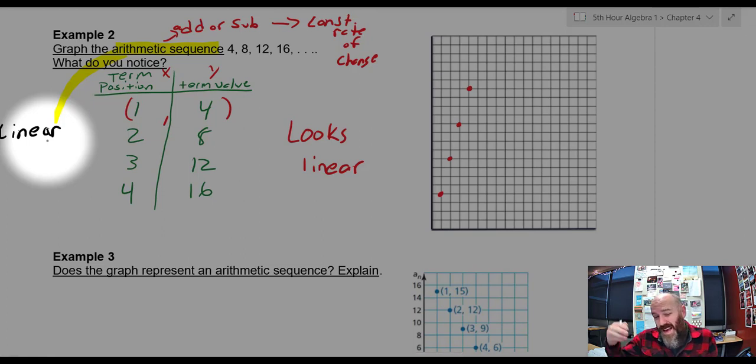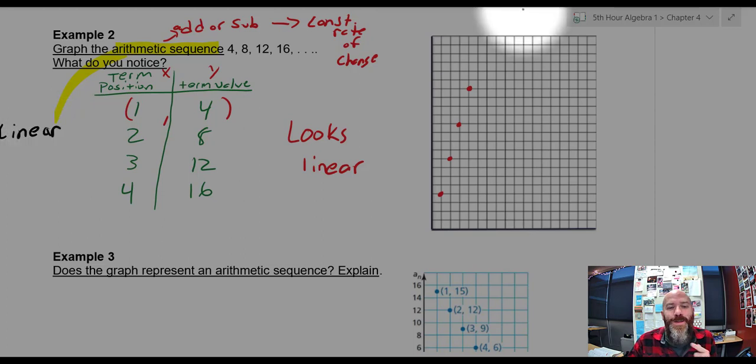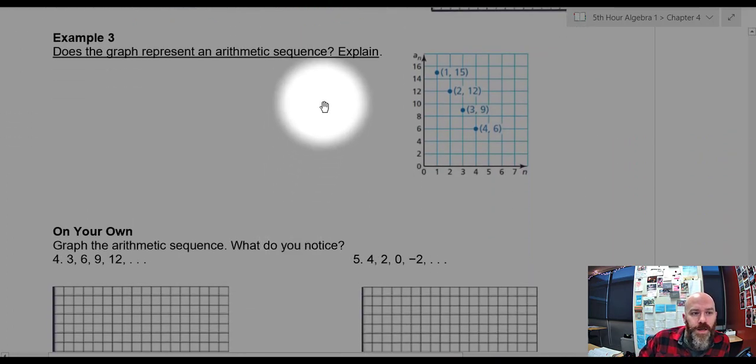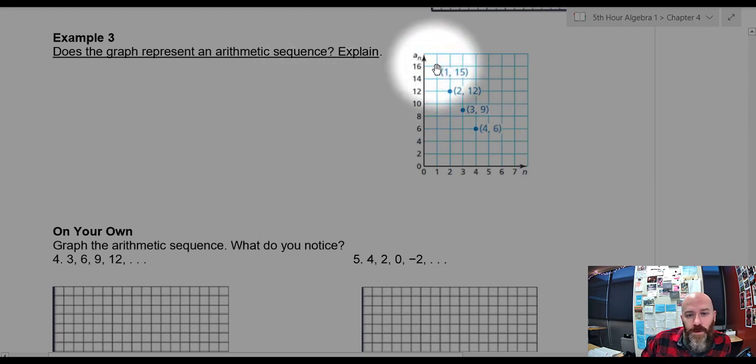If it's telling you it's arithmetic. Okay, example 3. Does this graph represent an arithmetic sequence? First, if I look at it, it looks linear. So on that point, I could say yes because it looks linear.